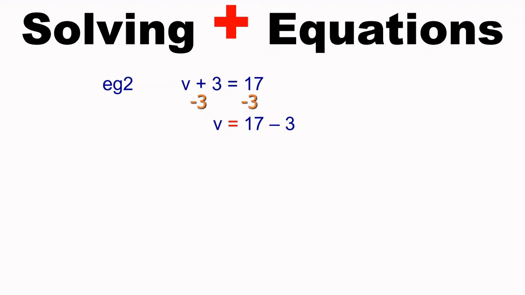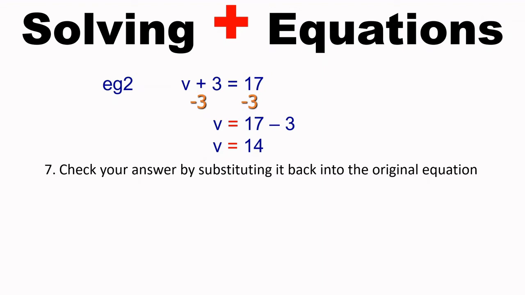Now that the v is on its own, v is equal to 14. And that's the solution to our equation. To add to our steps, however, we should always check our answer by substituting it back into the original equation. Now you may want to do that mentally in future, but definitely for your notes for this example, you should write this down so you can understand how you're expected to check your answer in future.